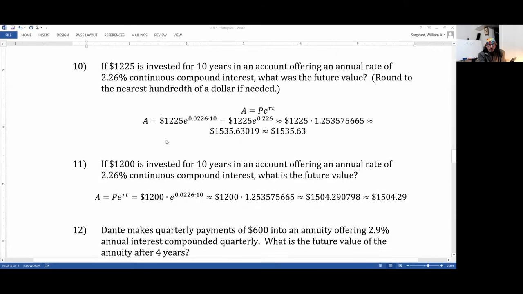In number 11 here, it looks pretty similar to what's in number 10, except that the principal or present value is lower than what we started with. We should therefore expect the future value to be lower than the future value computed in number 10. I can say that because we're still talking about a time of 10 years and an annual interest rate of 2.26% that was continuously compounding. So I converted the percent to a decimal, multiplied by the 10 years, use that as the power of e, and last multiply it to save any of my rounding until the very end. And I come up with $1,504.29, which is indeed less than what we had here.